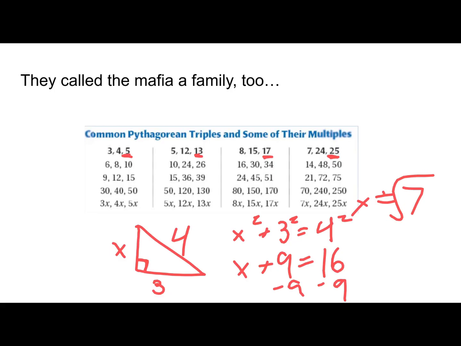So, it's a lot different. If you thought this was a 3, 4, 5 triangle, and you just put a 5 there without thinking about it, you're going to get a way different answer than square root of 7.